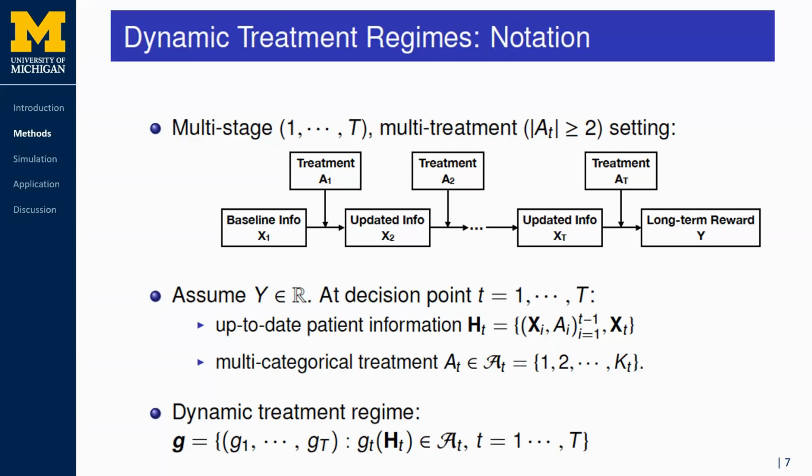Okay. So where is our rule? That's a key point. So now we want this function g, and g, the whole bolded g, is a vector, which is a sequence of decision rules. So we have a g function at each time point. The g_t at time little t is a mapping from your current history to the treatment options. So our goal actually is to find which g is optimal.